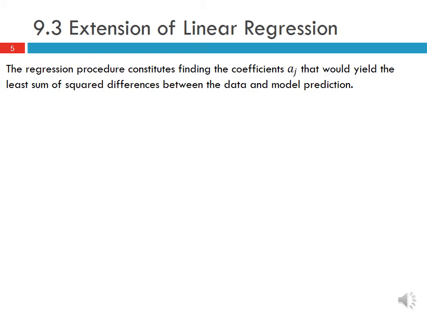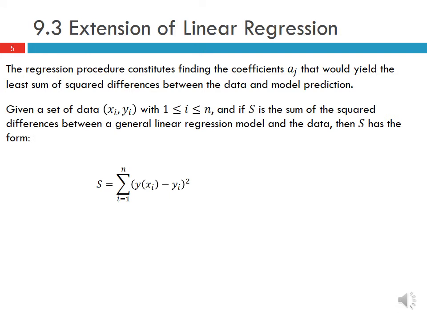So the regression procedure constitutes finding the coefficients aj that would yield the least sum of squared differences between the data and the model prediction. So given a set of data xi, yi, with i goes from 1 to n, and if S is the sum of the squared differences between the general linear regression model and the data, then S has the form shown here. So S is equal to the model prediction of the data minus the actual data squared and the sum of all of those over the data points. If we plug in the form of our model as the sum of aj fj of x, then the form of S is shown here.